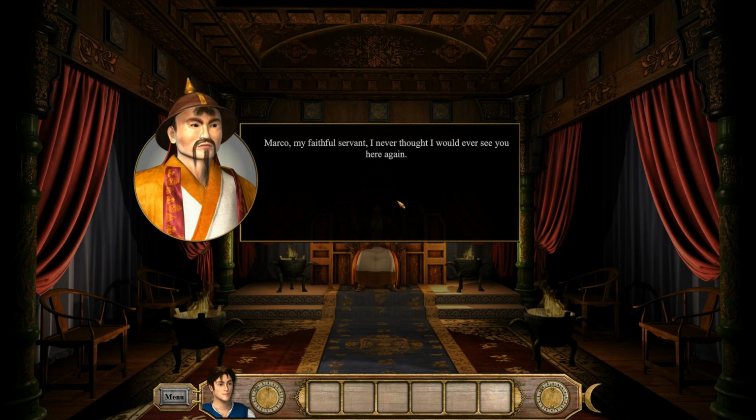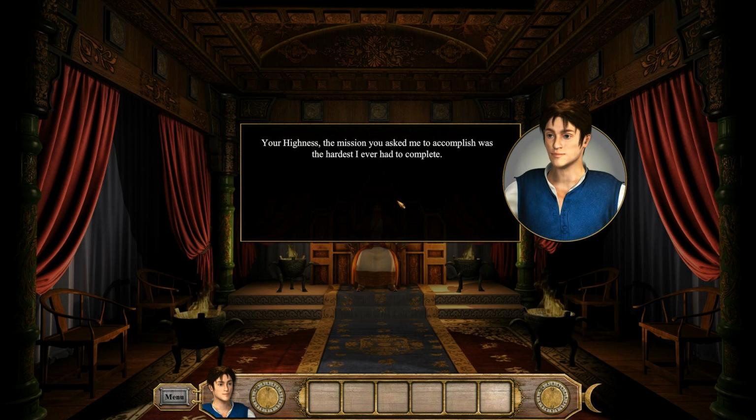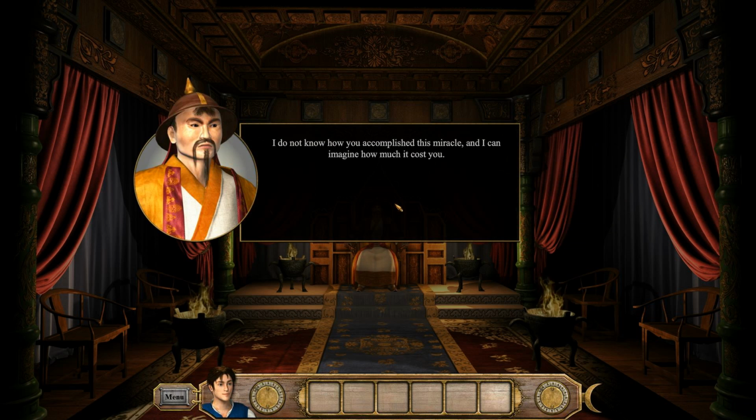Marco, my faithful servant, I never thought I would ever see you again. Your Highness, the mission you asked me to accomplish was the hardest I ever had to complete. I have come to tell you that Princess Kokachin loves you with an eternal and unfailing love. I do not know how you accomplished this miracle, and I can imagine how much it cost you. Even here, thousands of leagues from your land, Murano beads are renowned for their bright colours. You were the only one who could have given them to her.